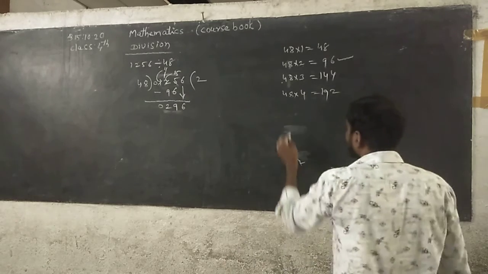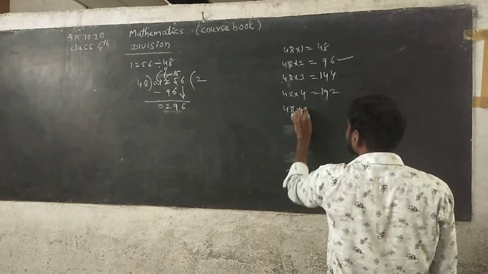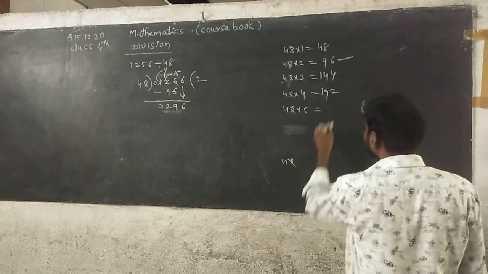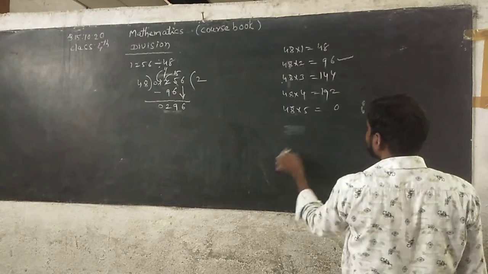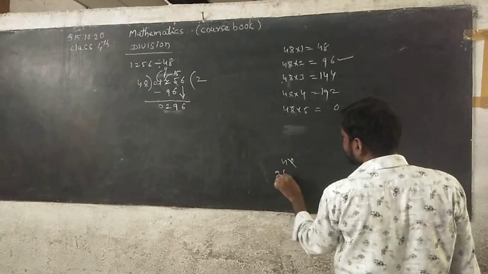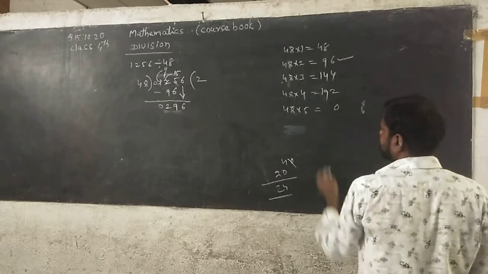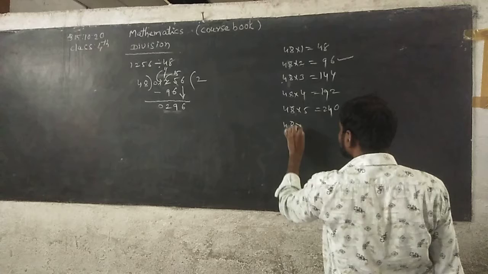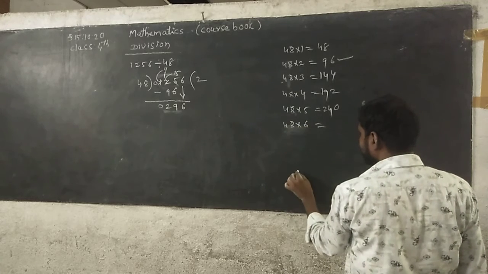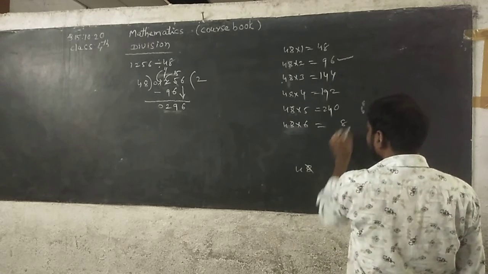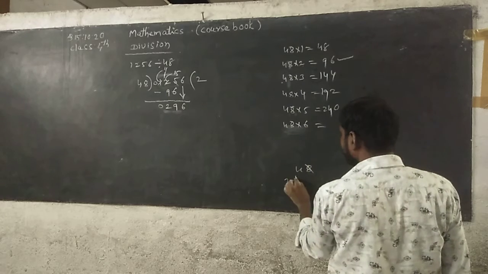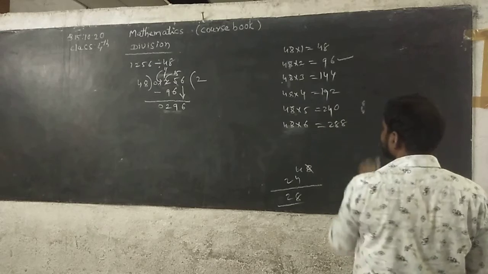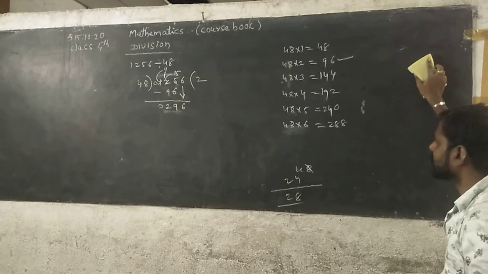See here, 48 5s are. So you can write it here: 8 5s are 40. You need to take 0, write down. 5 4s are 20, 20 plus 4 is 24. So 240. Next, 48 6s are. 6 8s are 48. 8 taking, carrying 4. 6 4s are 24, see, 4 plus 24 is 28. Means 48 6s are 288.